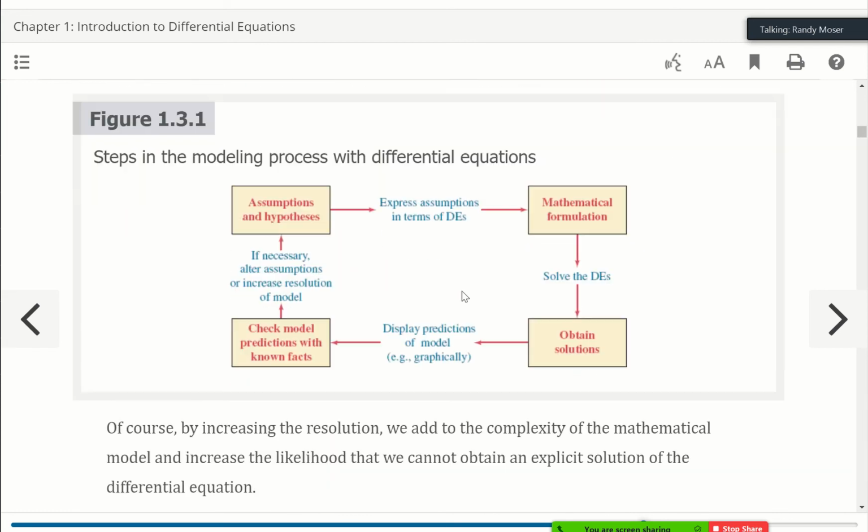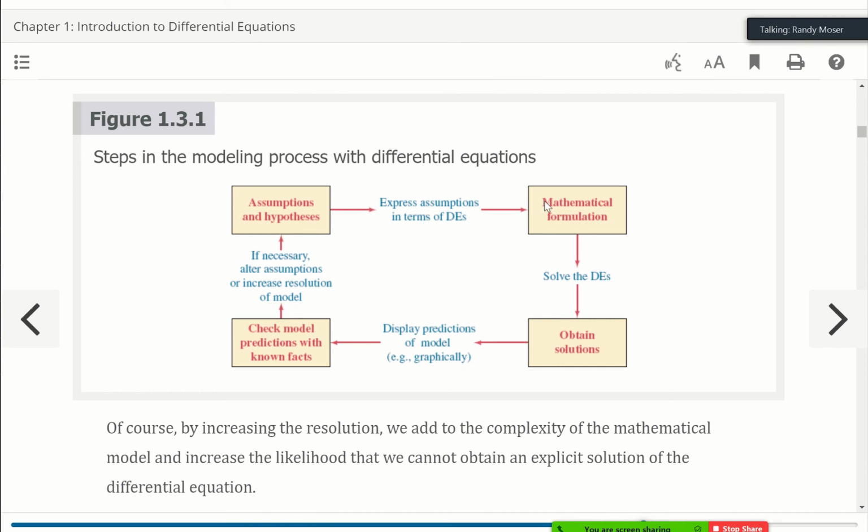Okay. So there's kind of like these steps in modeling with differential equations, a flow chart, if you will. The first thing we would want to do is state the assumptions and hypotheses that we are going to work with. These are the things we're going to focus on. These are going to dictate the level of resolution that we're going to have for our models. We express the assumptions in terms of differential equations, so we actually formulate them. We write down the equations that we get based upon our assumptions and hypotheses.